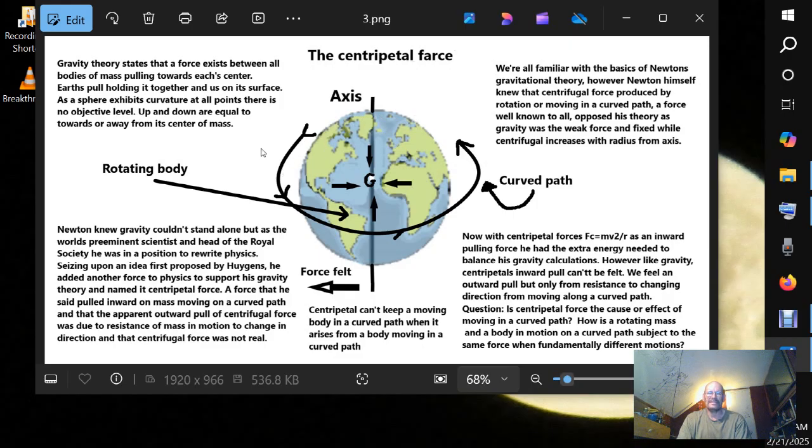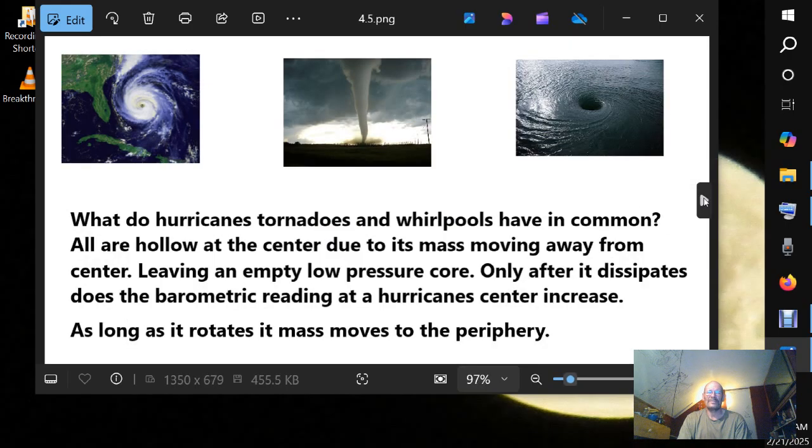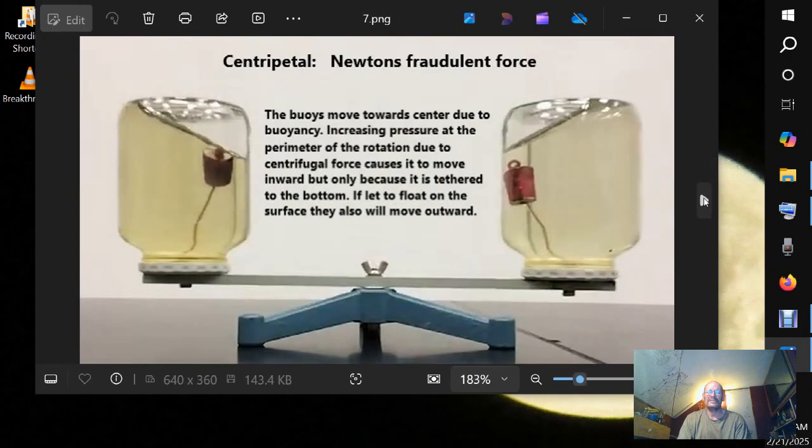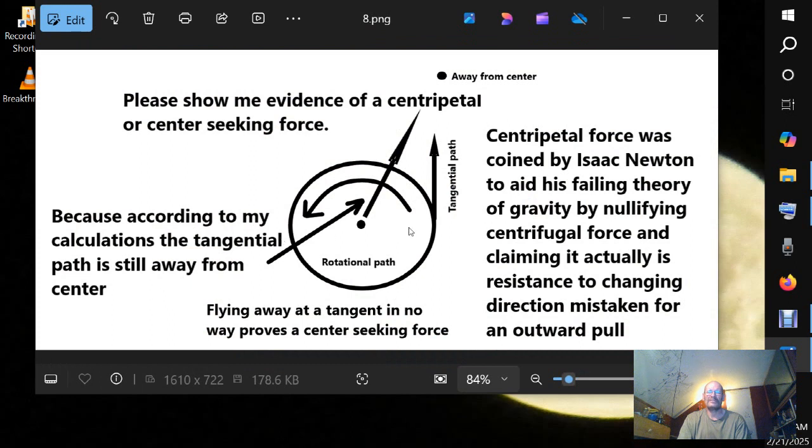I mean, there's ample evidence that there's no gravity acting on the Earth. There's no gravity acting on water from the moon. The moon doesn't have gravity acting on it. There's probably magnetism from the moon, but there's no gravity. There's no such thing. And when I learned that centrifugal wasn't a real thing anymore, and that now, according to science, it's a center-seeking force, I had to address that, because clearly the tangential path is away from center, and that in no way shows a center-seeking force.